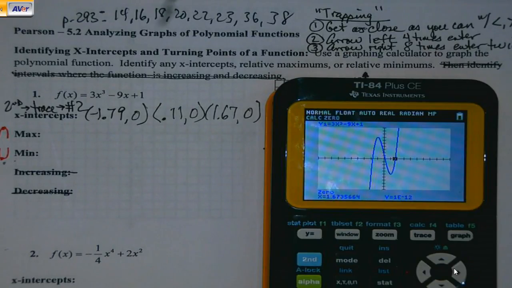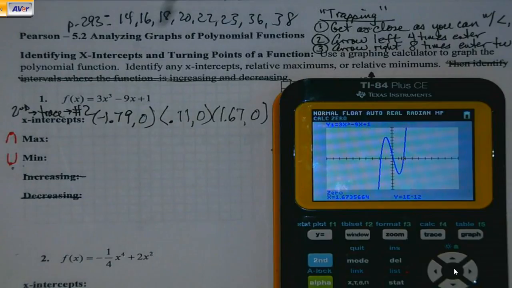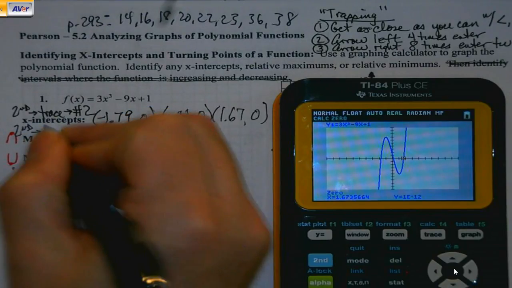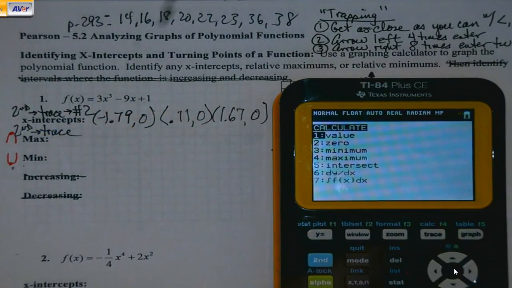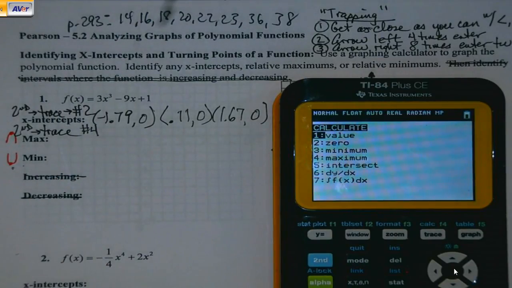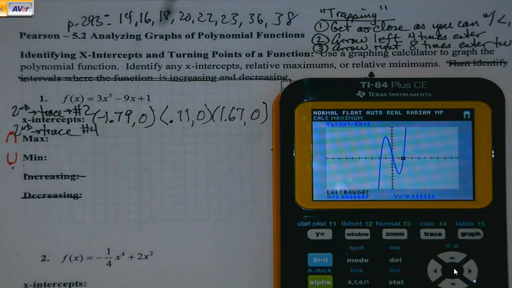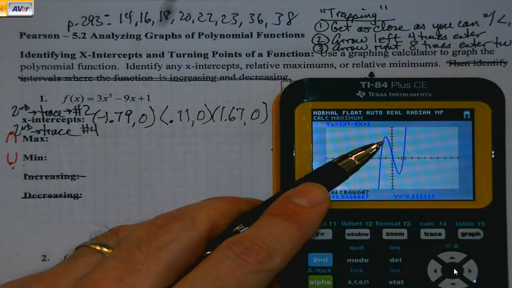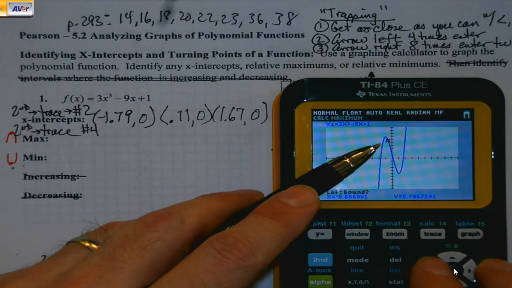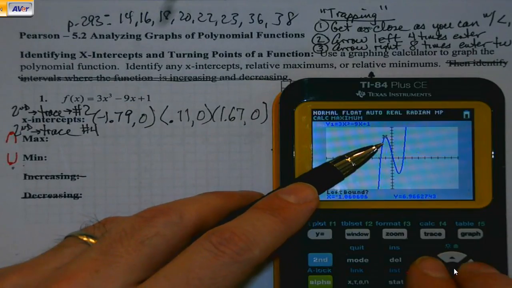Now, I'm going to find my max and my min. Same type of process we're going to do here, except it's just a different button in my second trace here. So when I'm looking for a max, it's still second trace. Okay? Same menu that we were just in. Except now, when I'm looking for a maximum, I notice that's number four. So I go down to number four, because I got to tell the calculator what I'm looking for. So the maximum, again, is the top of a hill, the top of a mountain. So I work on getting my cursor to the top of the mountain. Well, as close to the top of the mountain as I can here.